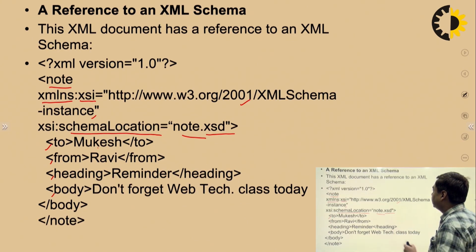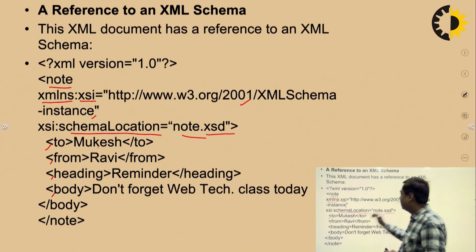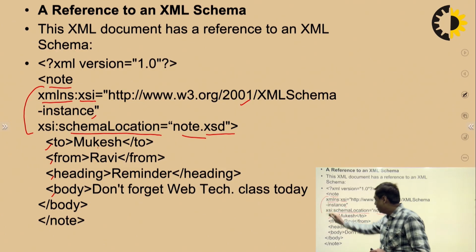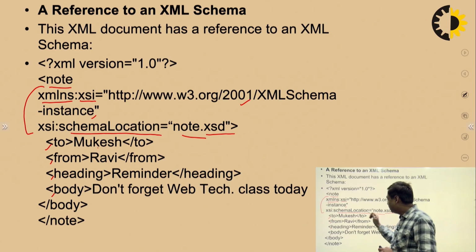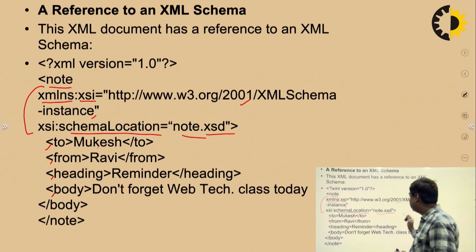In case of XML, if you want to include the XML schema in the XML, then we have to follow this approach. We need to create the instance of this reference, then specify the name of the XSD file that will be part of this XML file.